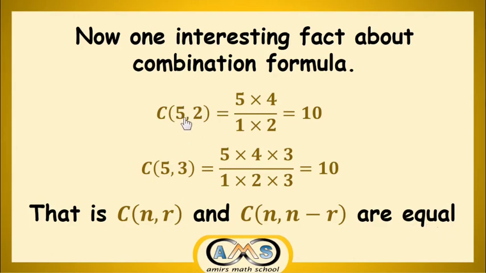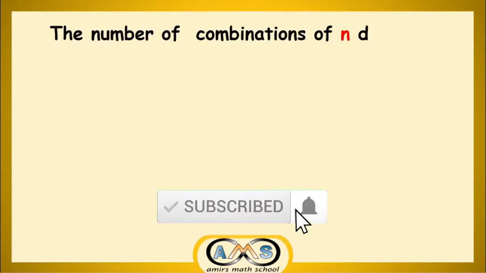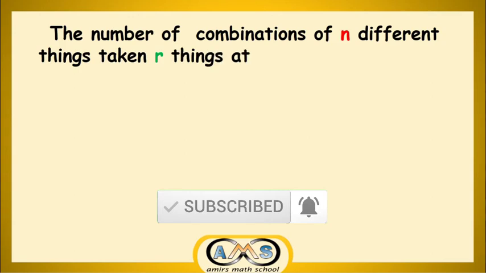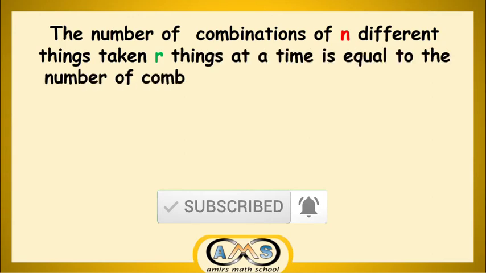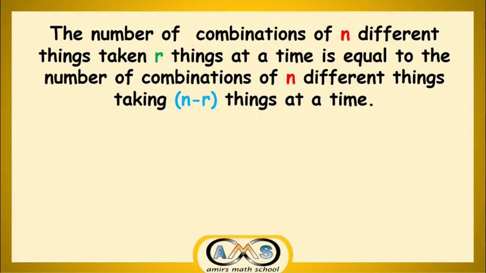When will these two values be equal? C(n,r) and C(n,n minus r) are equal. If the value of n is 5 and the value of r is 2, then C52 and C(5, 5 minus 2), that is 3, will be equal. This one is called the formula for complementary combination. That is, C(n,r) and C(n,n minus r) are always equal. So we can say the number of combinations of n different things taken r things at a time is equal to the number of combinations of n different things taking n minus r things at a time.